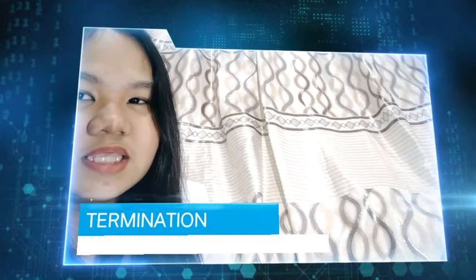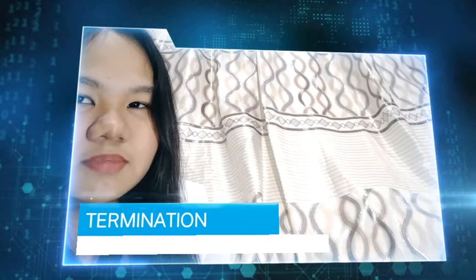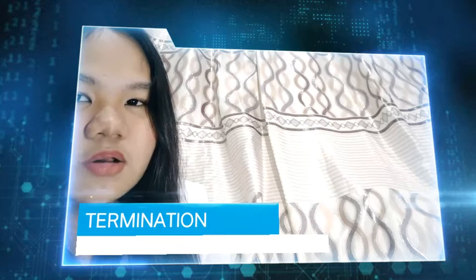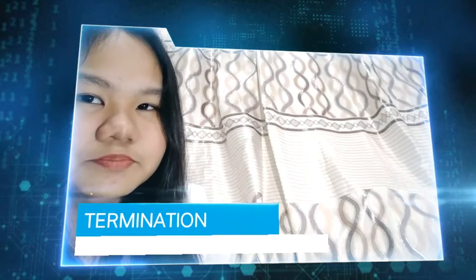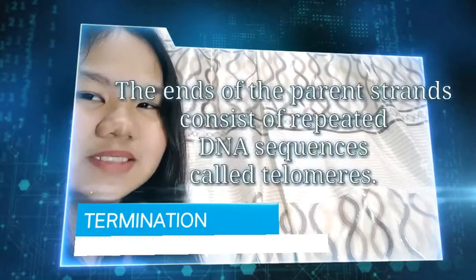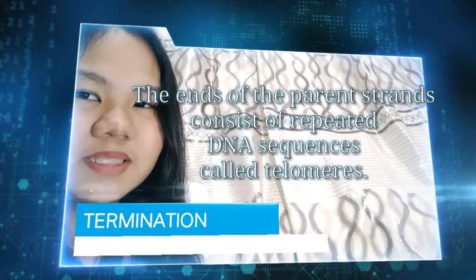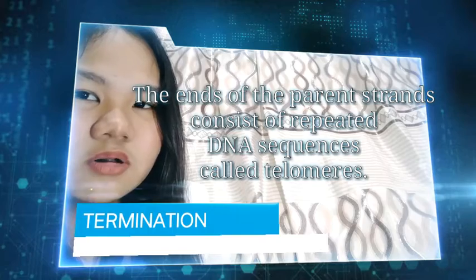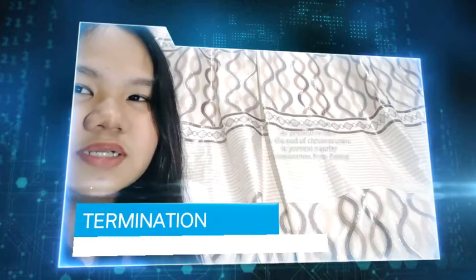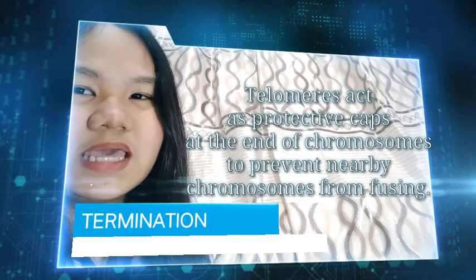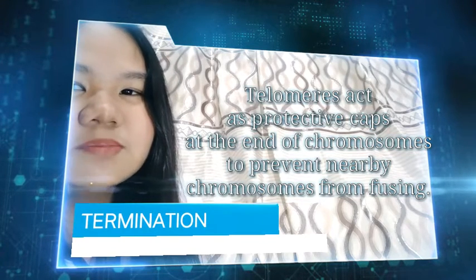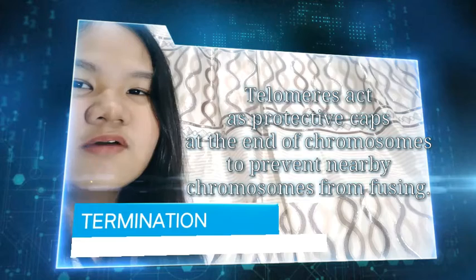The ends of the linear DNA present a problem, as DNA polymerase can only add nucleotides in the 5' to 3' direction. The ends of the parent strands consist of repeated DNA sequences called telomeres. Telomeres act as protective caps at the end of chromosomes to prevent nearby chromosomes from fusing.